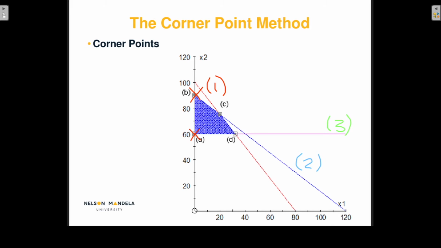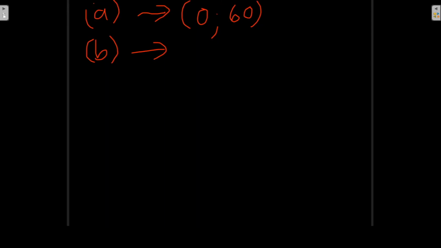Okay, so corner point B is where the second constraint, or the second equation, intersects with the x2 axis, and that was equal to 90. So we now know that, again, my x1 will be 0 there, and my x2 is equal to 90.